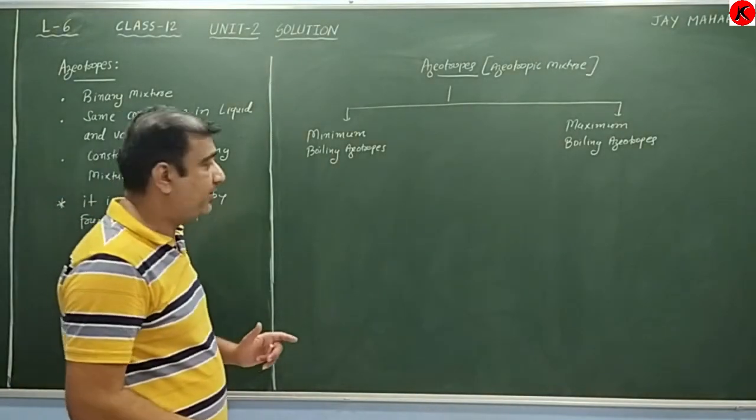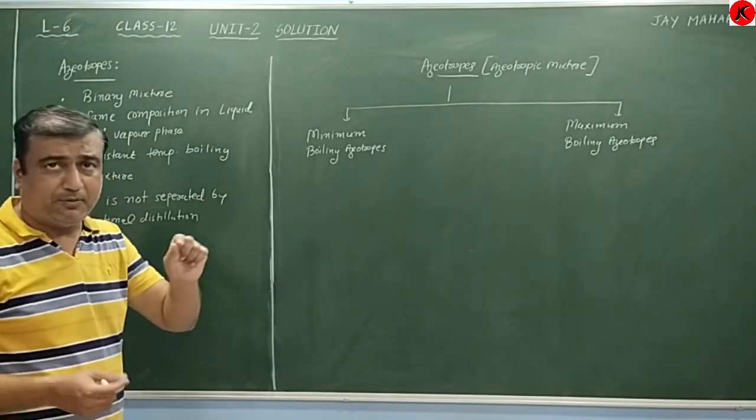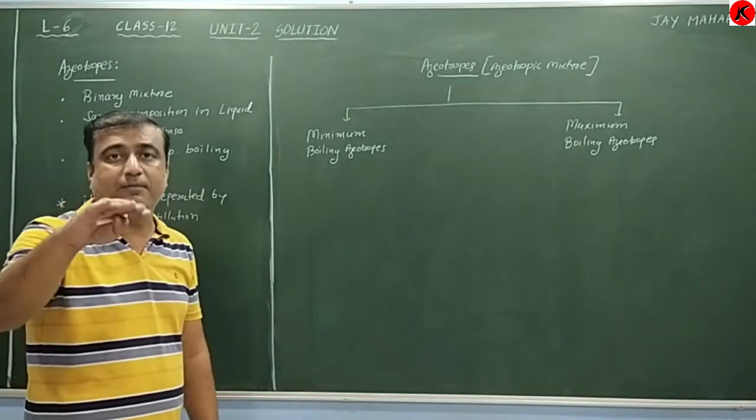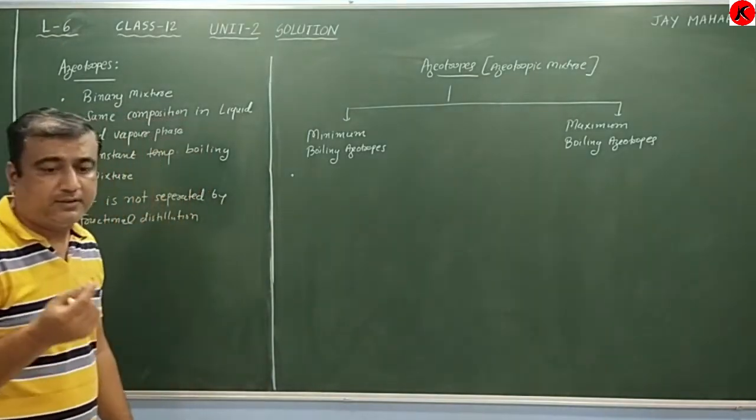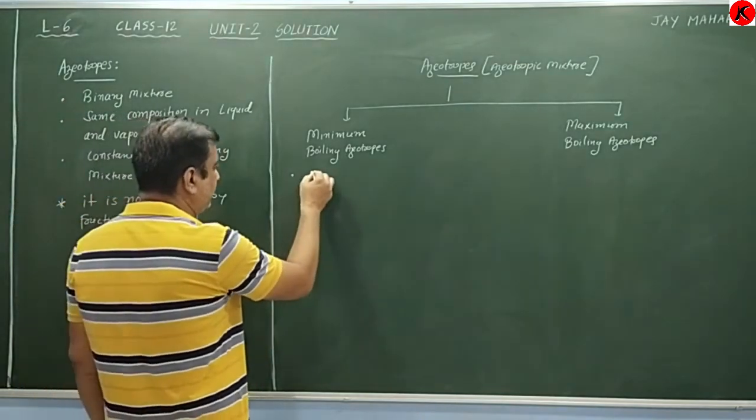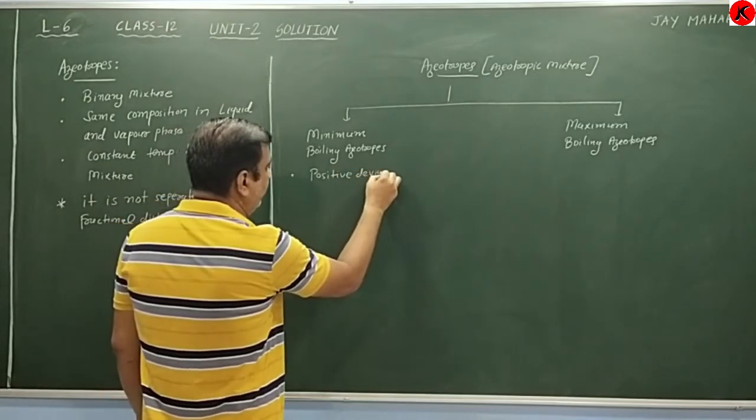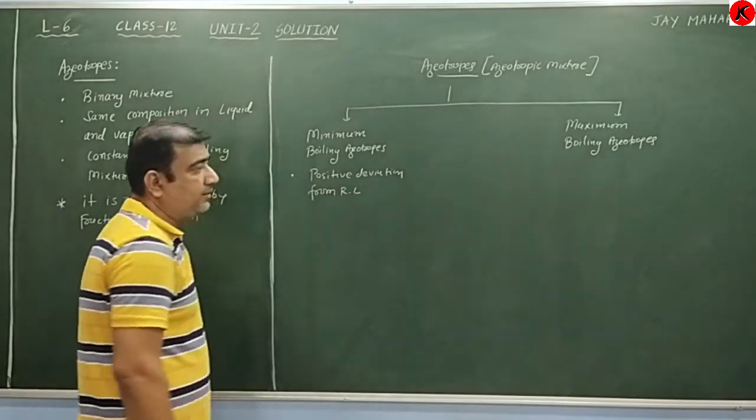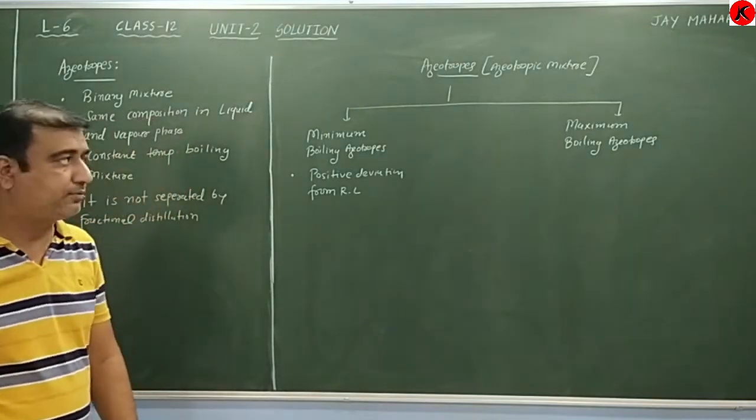Now, which type of non-ideal solution forms minimum boiling azeotropes? Minimum boiling azeotrope means the boiling point is lower. That means obviously the vapor pressure will be more. That means the non-ideal solution which shows positive deviation from Raoult's law. This type of non-ideal solution forms minimum boiling azeotropes.